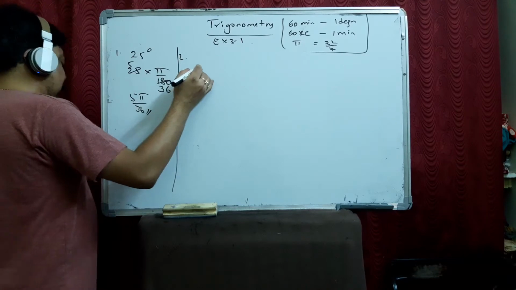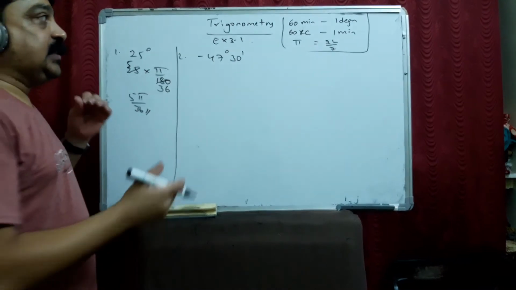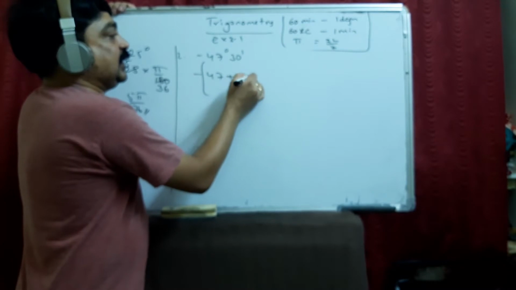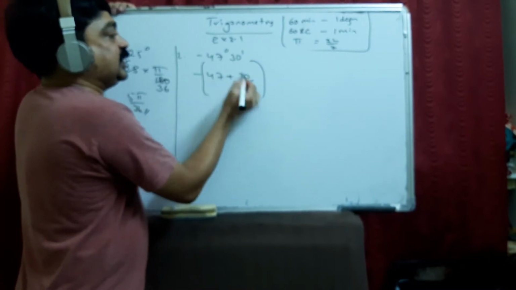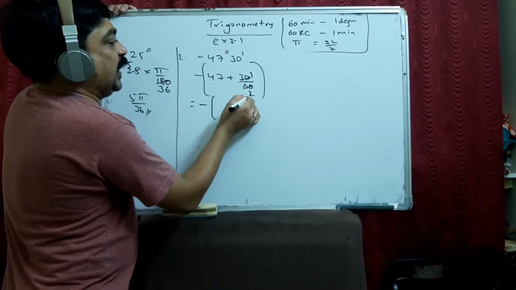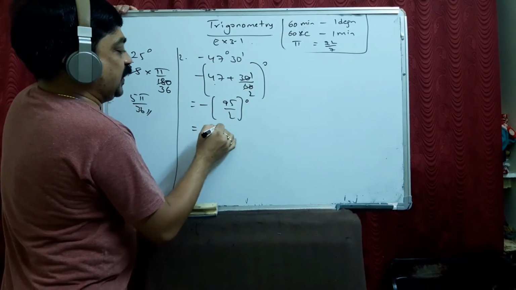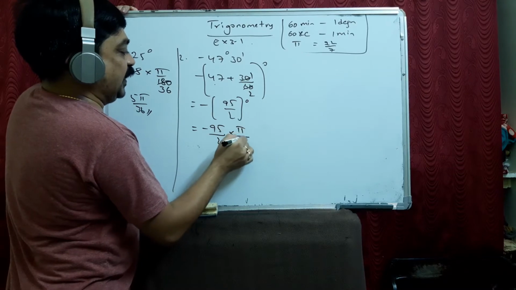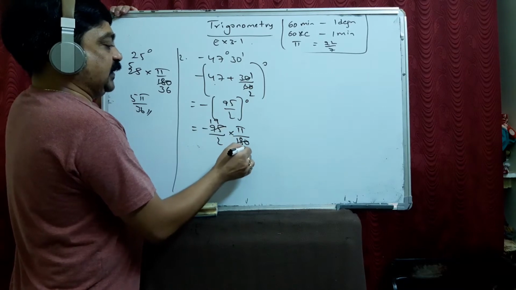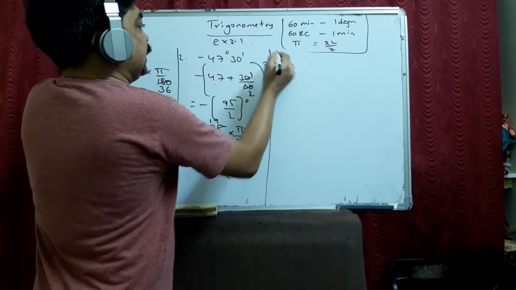Next, the second one, minus 47 degrees 30 minutes. When minutes are there, let us convert the whole thing into degrees. Forget about the minus for now. Plus 30 by 60 degrees, which is 1 by 2. Both are degrees now. So 94 plus 1, 95 by 2 degrees. Now multiply by pi by 180. It becomes minus 19 pi by 72. Don't bother about the minus, it will follow you.